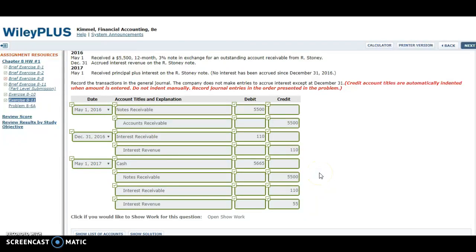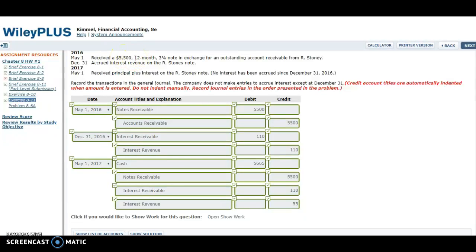And that comes out to $55 of interest that they've paid since you last calculated it, or that they will pay. So you'll put $55 over here in the interest revenue account. You'll credit that account. And then you'll add the 55 and the 110 to the principal amount that they owed, which is $5,500. So all three of these, if you add them up, is how much they're going to pay, which is $56.65.